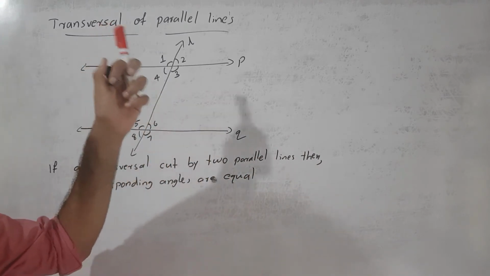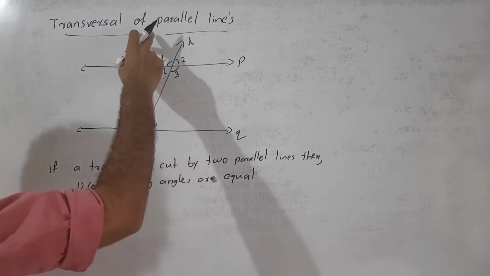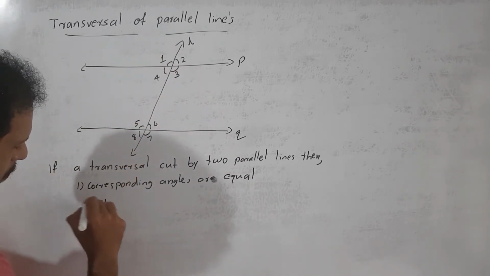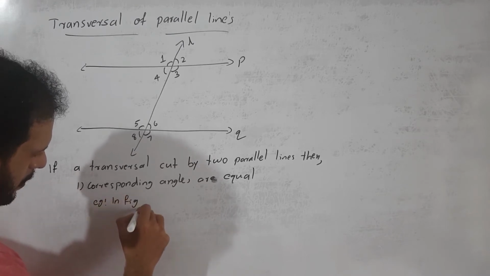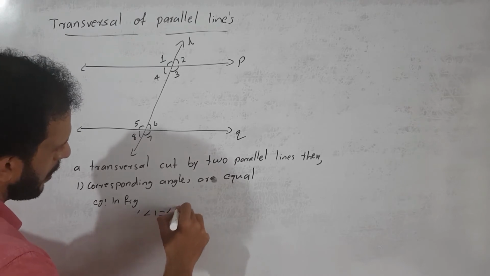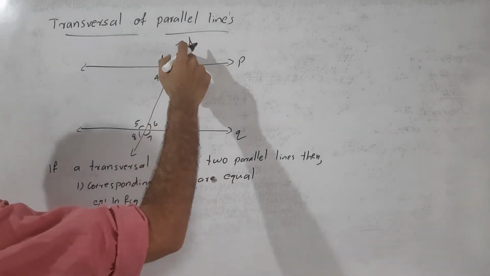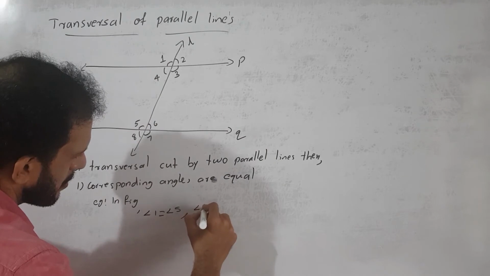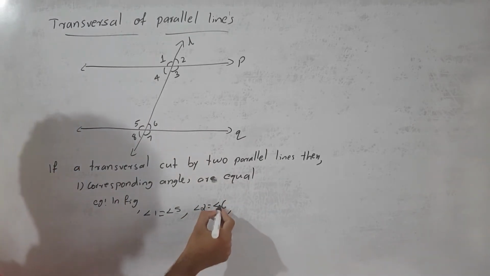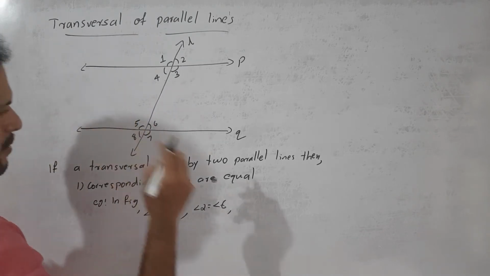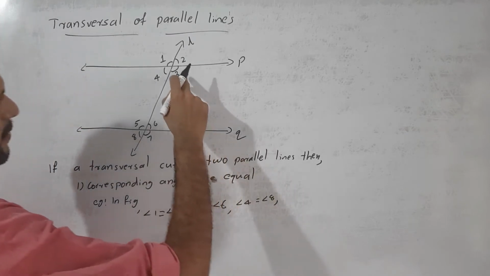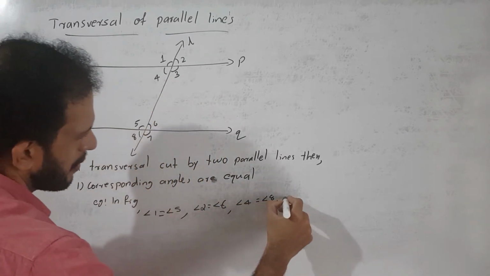That means in this figure, what are equal? Angle 1 is equal to angle 5. For example, in the figure, angle 1 is equal to angle 5, angle 2 is equal to angle 6. The measurements of angle 2 and angle 6 are equal. Angle 4 is equal to angle 8. Angle 3 is equal to angle 7.